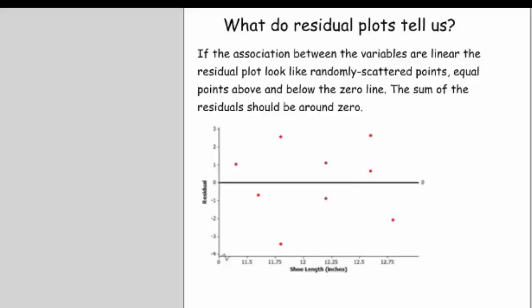So here, the original scatter plot is linear, so the points are sort of evenly distributed above and below the line, and the points really are pretty scattered. If I were to look at this as a correlation, there would be no correlation between the distance between the points and the 0 line. Now, the sum of the residuals should be around 0.